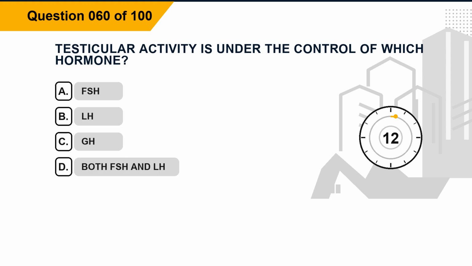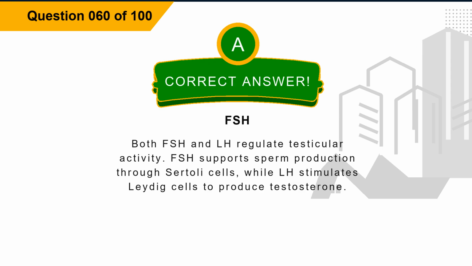Question 60. Testicular activity is under the control of which hormone? Option A, FSH. Option B, LH. Option C, GH. Option D, both FSH and LH. The correct answer is option A, FSH. Explanation. Both FSH and LH regulate testicular activity. FSH supports sperm production through Sertoli cells, while LH stimulates Leydig cells to produce testosterone.